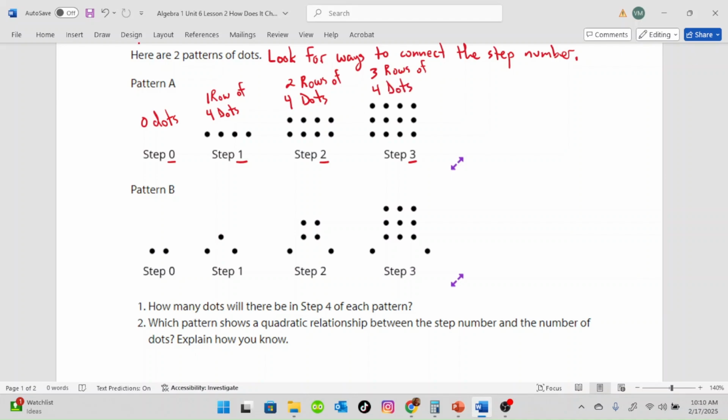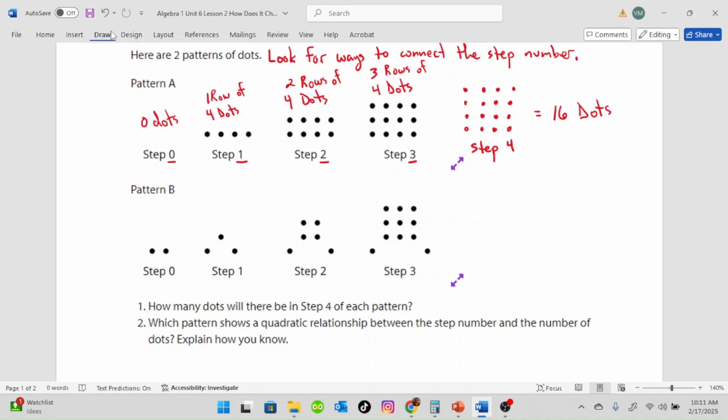So if I'm looking at step 4, I expect there to be 4 rows of 4 dots each, and that equals 16 dots.